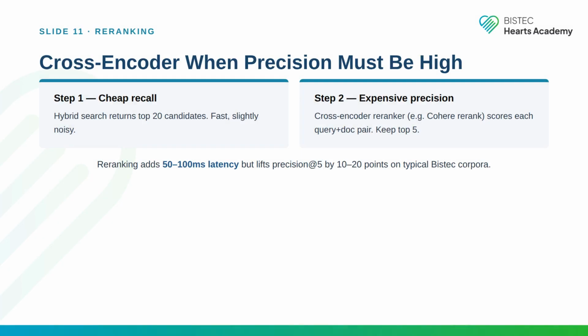Ranking. Step 1, cheap recall: hybrid search returns the top 20 candidates. Fast and slightly noisy. Step 2, expensive precision: a cross-encoder ranker, for example Cohere Rerank, scores each query-document pair and keeps the top 5. Reranking adds 50 to 100 milliseconds of latency, but lifts precision at k=5 by 10 to 20 points on typical Bistec corpora.